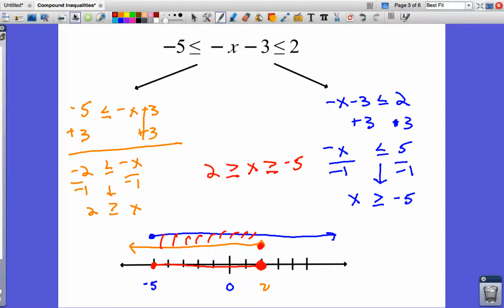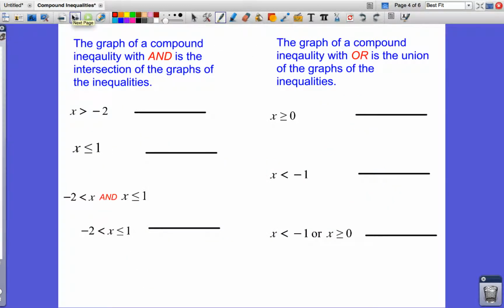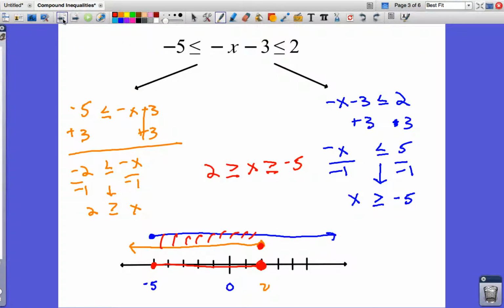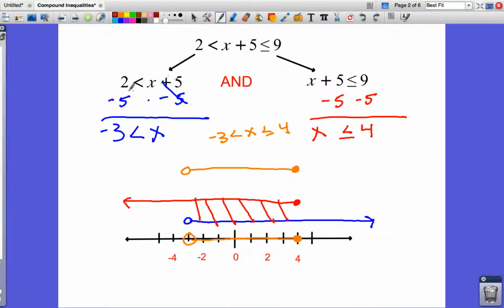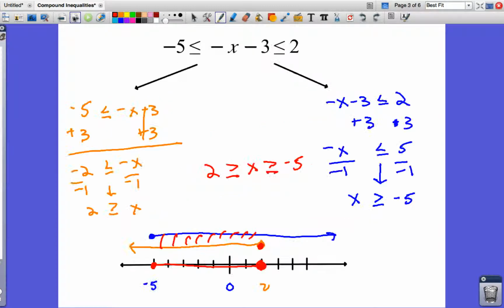Okay, now just real quick, let's look at the difference between an AND graph and an OR graph. The graph of a compound inequality with AND is the intersection of the graphs of the inequalities. That's what we did over here. We have an AND graph. We have -3 is less than x, and x is less than or equal to 4. So that's an AND graph right here.